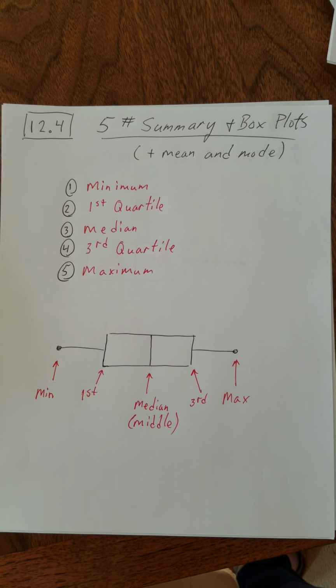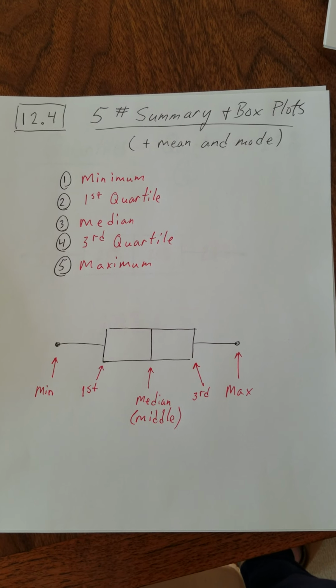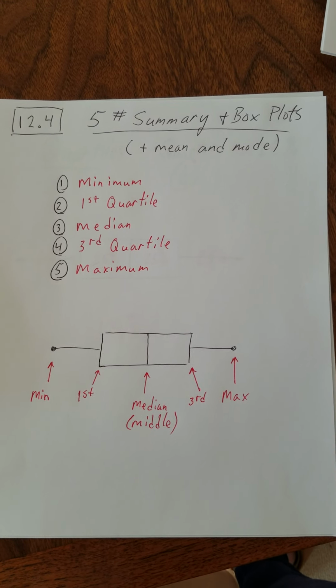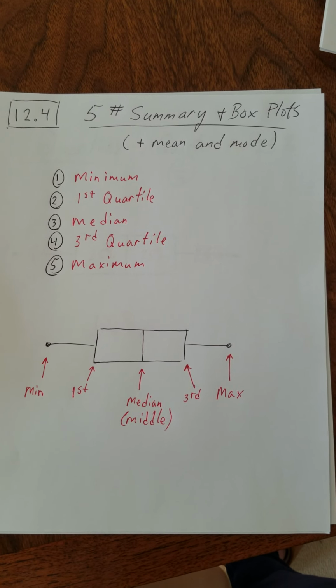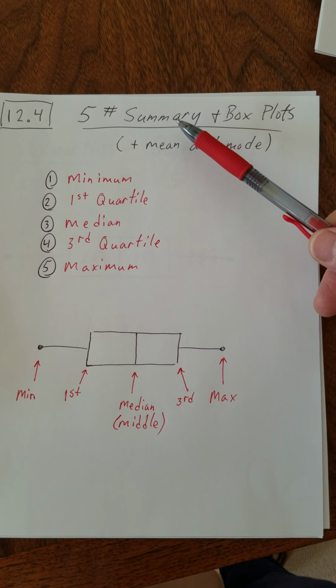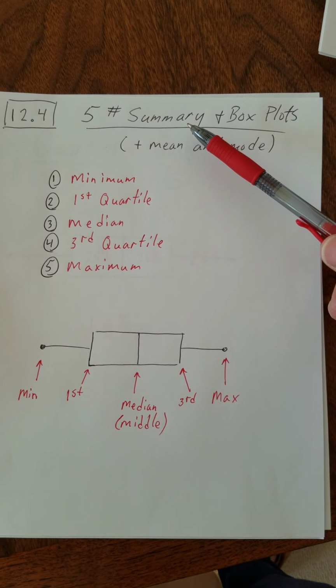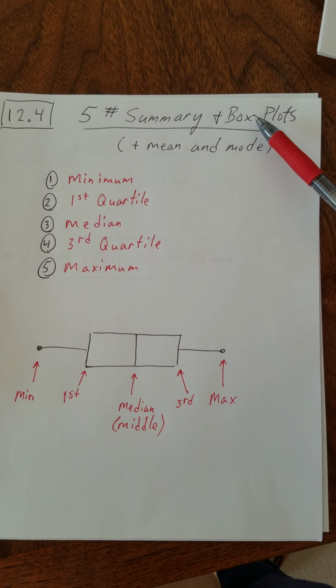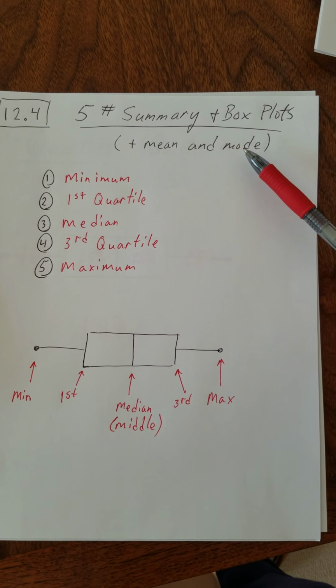Okay, I thought I would do a short video on 12.4 to do with box plots, maybe from a little bit different perspective. But what I'm going to do is talk about something called a 5-number summary. It's a term that they use in statistics, which you're doing, and box plots and how these two are linked together. And of course there's mean and there's mode too.